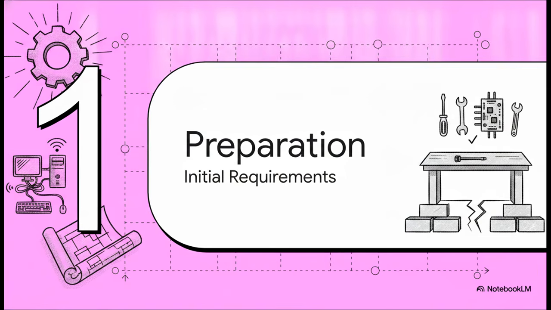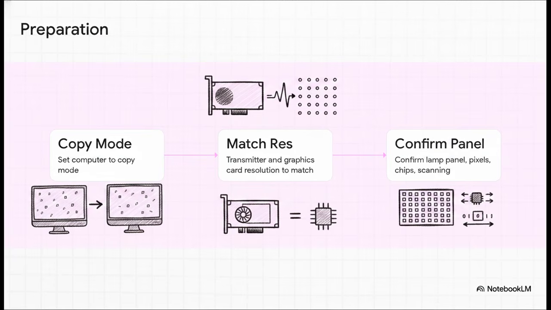All right, let's kick things off with Section 1, Preparation and Initial Setup. Before we even think about touching the heavy software engineering side of things, we have 3 mandatory pre-debugging steps to get our digital and physical environments perfectly aligned. First up, you've got to set your control computer to copy mode, or duplicate display. Second, and this is absolutely critical, you must match the transmitter card resolution exactly with your computer's graphics card resolution. And third, you need to physically confirm your lamp panel type, the pixel pitch, driver chips, decoding, and the scanning mode. Honestly, skipping these steps just leads to mismatched scaling and immediate display failure, so don't skip them.